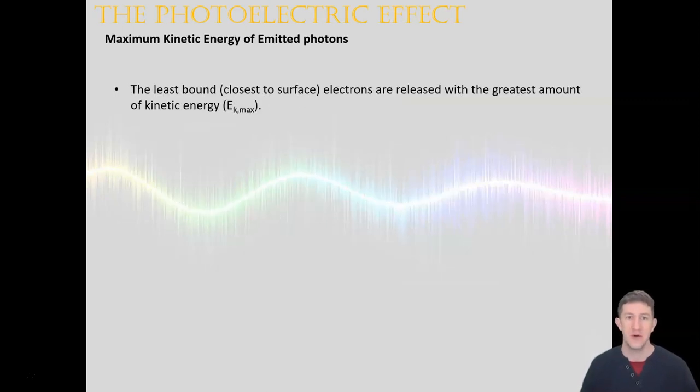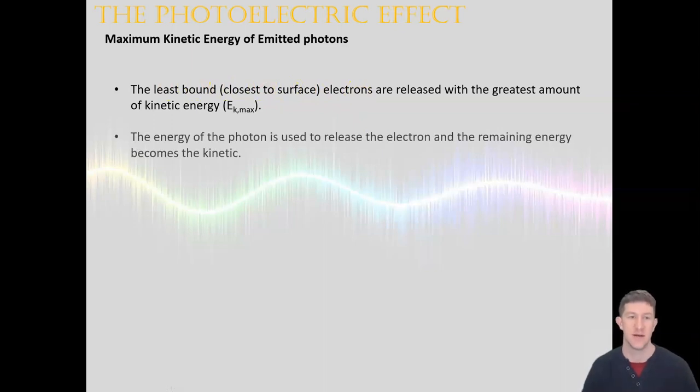The least bound, or the closest to the surface electrons, are released with the greatest amount of kinetic energy, and we will call that EK max. So the maximum kinetic energy is released by the least bound, or the closest to the surface electrons. EK max is the notation that we use for this.